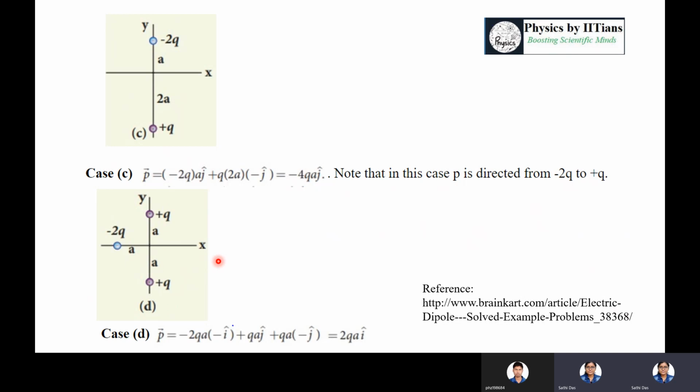Okay. And this is another configuration where you have to find out the dipole moment. So take the charges one by one. Suppose we are considering O, the middle point, as the origin. So you have to take this minus 2q into a of minus i cap, plus q into a into j cap for the upper one, and this one will be q into a into minus j cap. So overall it is 2qa i cap.